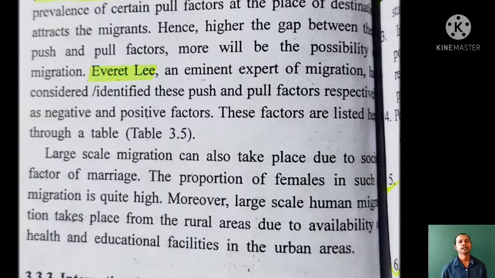Generally it is practiced that girls are given in marriage. So for the sake of marriage, the girl goes from one place to another, one village to another, one district to another, one state to another. Sometimes even from one country to another, just for the sake of marriage. So that is known as social factor. That also is migration for marriage purposes.